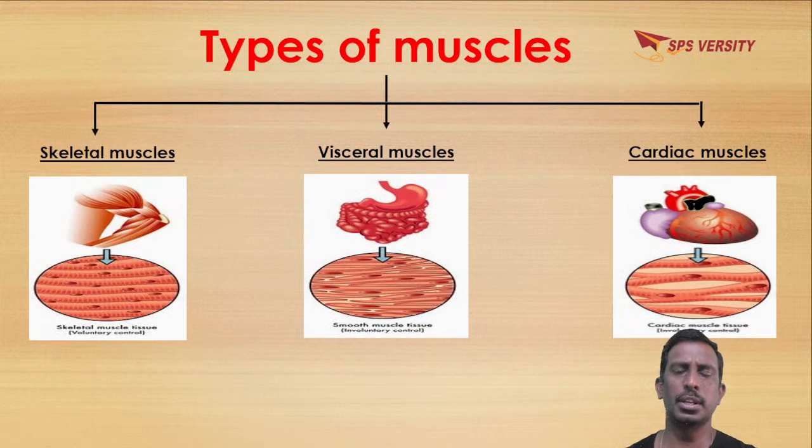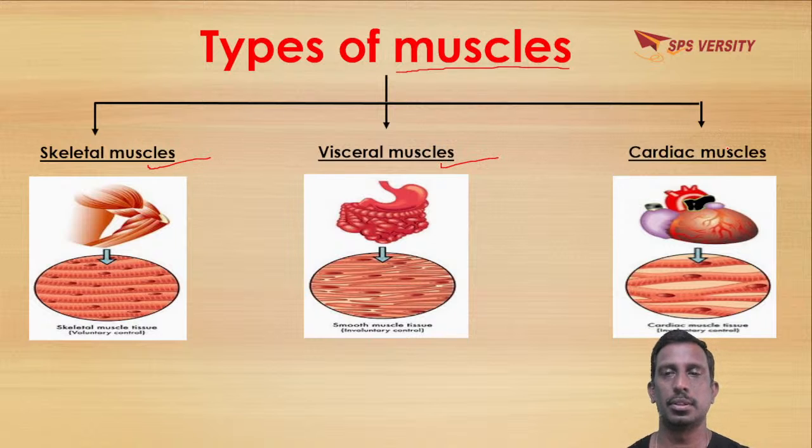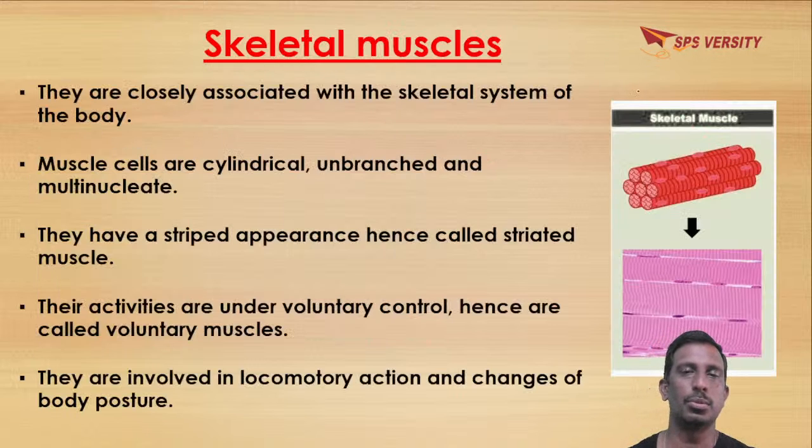Here we are specifically discussing muscular movement, where muscles play an important role. There are three types of muscles: skeletal muscles, visceral muscles, cardiac muscles. Skeletal muscles are those associated with the skeletal system, the bones of the body.